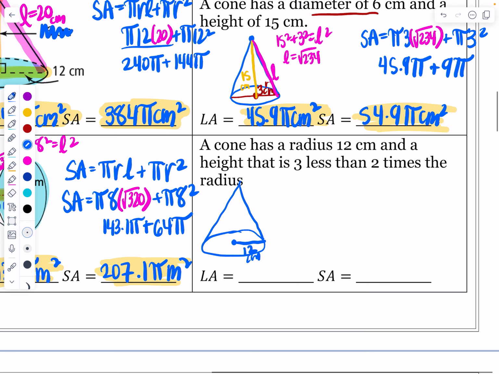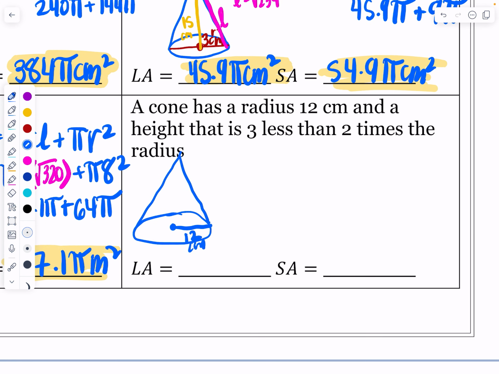A cone has a radius of 12 centimeters and a height that is 3 less than 2 times the radius. So 3 less than 2 times the radius. So what is that going to give me? Whenever we have our radius that is 12, so I'm going to highlight this. It has a height, so here's my height, that is 3 less than 2 times the radius. So 2 times r minus 3 is going to give me this height. So let's plug that in. What is my radius? Height equals 2 times 12 minus 3. So that's going to be 24 minus 3. That is going to give me an internal height of 21.